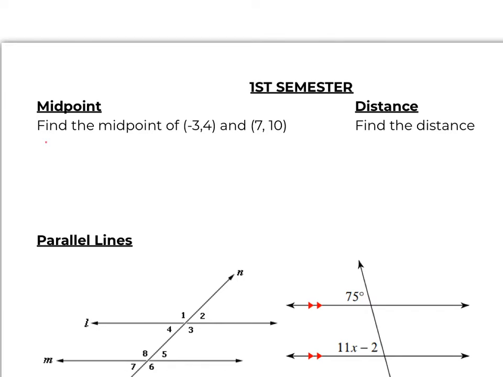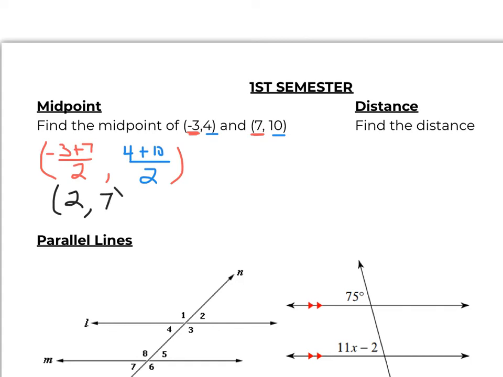So to find midpoint, it really is just finding the average of the x values and the average of the y values. So I add my two x's together, so -3 plus 7 over 2, and then 4 plus 10 over 2. So -3 plus 7 is 4, divided by 2 is 2. 4 plus 10 is 14, divided by 2 is 7.